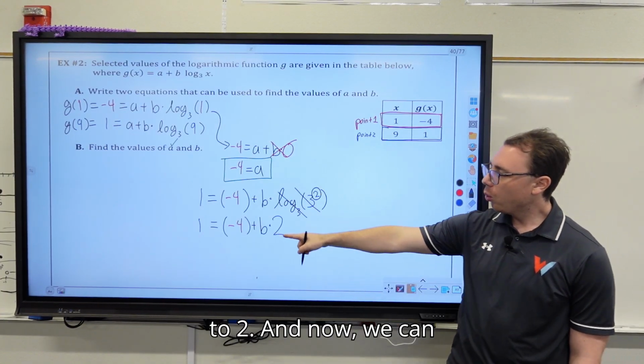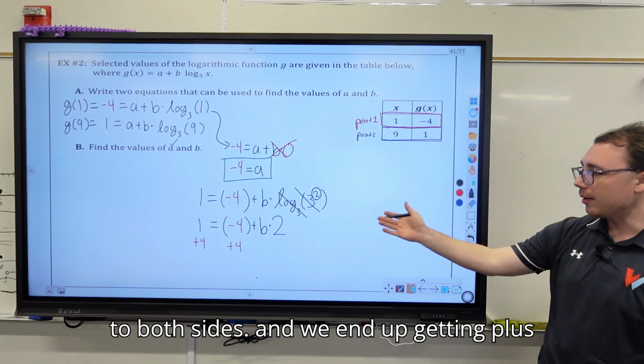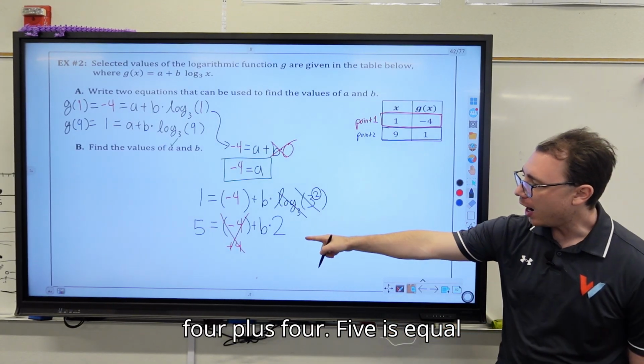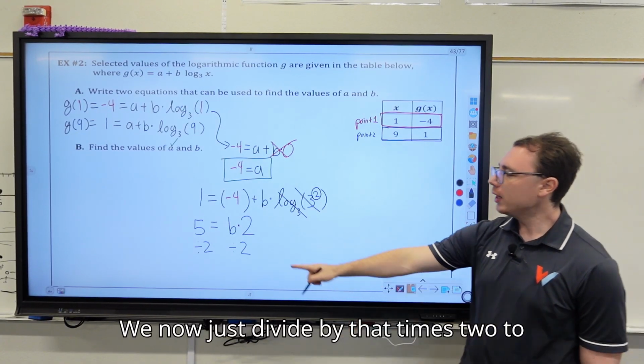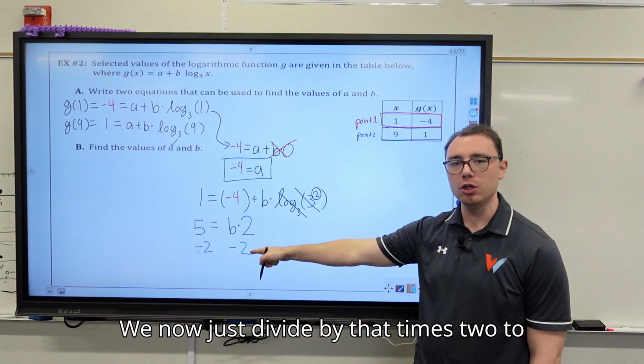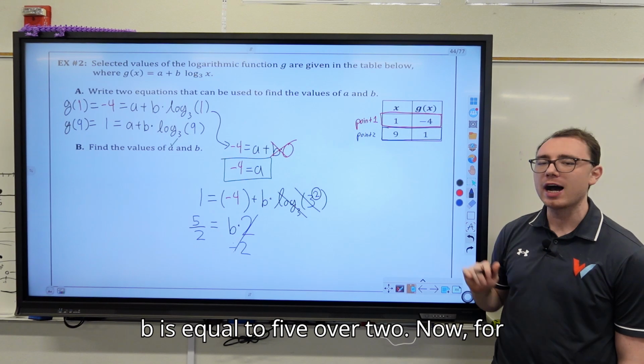And now we can get rid of that -4, where we add 4 to both sides. And we end up getting 5 is equal to b times 2. We now just divide by 2 on both sides. And we're finally given that b is equal to 5/2.